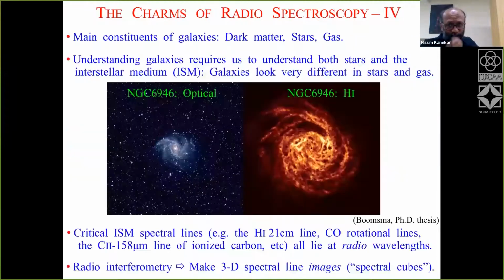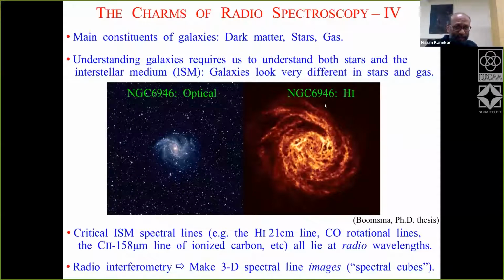So moving on to the last issue of why you should love radio: the main parts of galaxies are dark matter, stars, and gas. If you want to understand galaxies, you must understand the baryons, the stars and the gas, and the dark matter, of course. You can look at the stars and the gas, the stars in the interstellar medium. The point to be really emphasized is that galaxies look very different in stars and gas. This can be seen by looking at an optical image of the very famous galaxy NGC 6946, which has these gorgeous spiral arms over here. That's a lovely optical image.